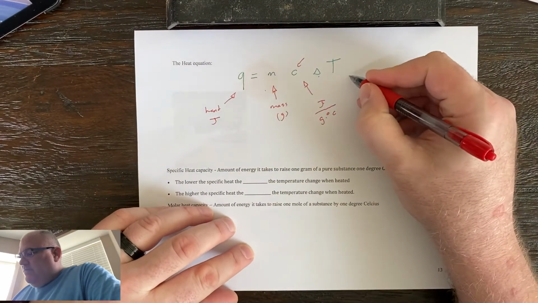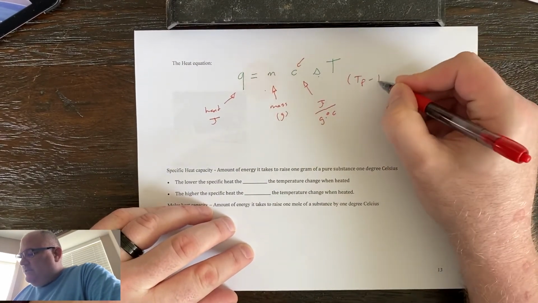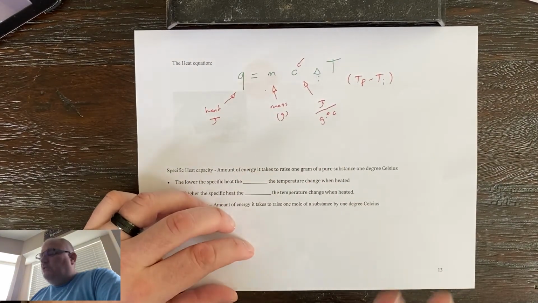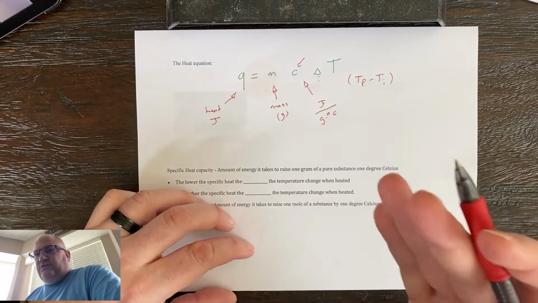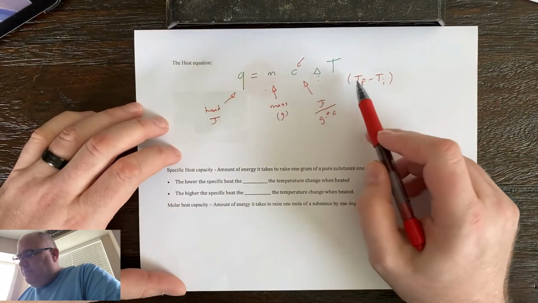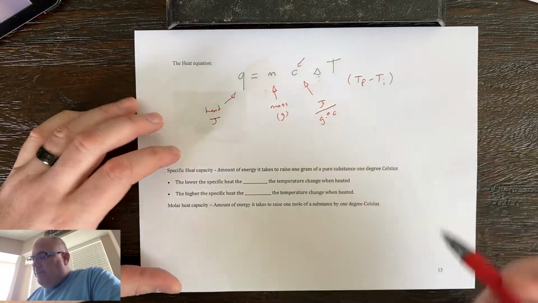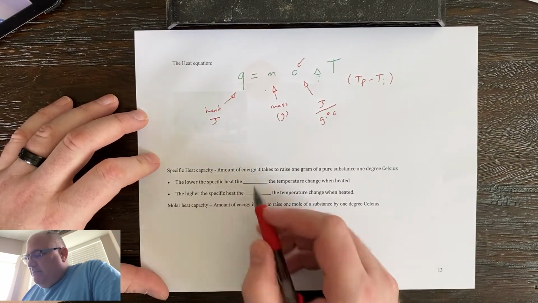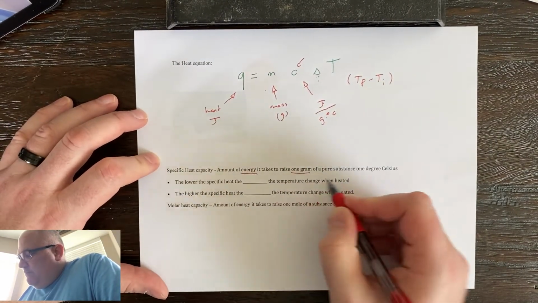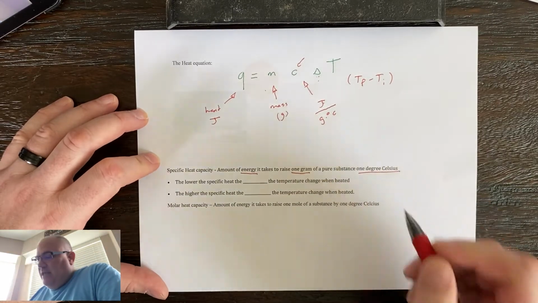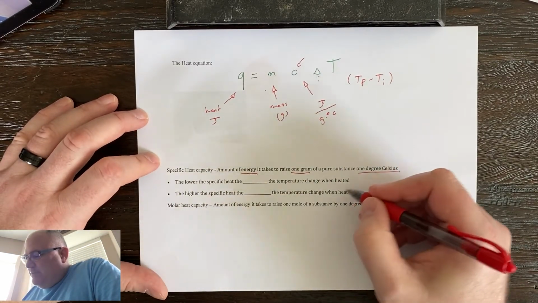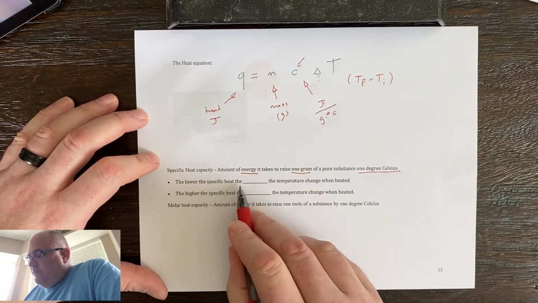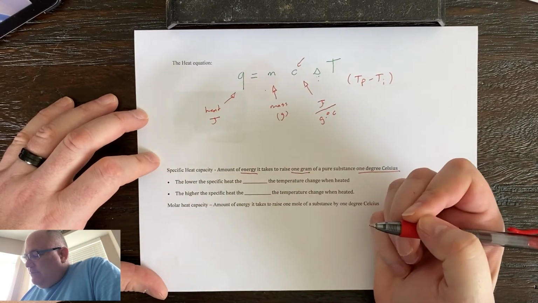Change in temperature is your final temperature minus your initial temperature. Whenever you're doing a change, it's almost always, almost exclusively, final minus initial. So if you ever find yourself wondering what the heck to do next, change in temperature is always final minus initial. Now, let's go back to specific heat for a second. We said it's the amount of energy it takes to raise 1 gram of a pure substance by 1 degree Celsius. It would make sense that the lower the specific heat, the greater the temperature change when heated.